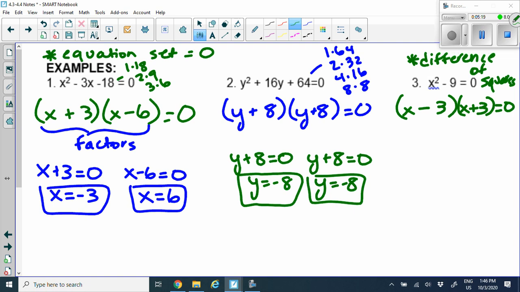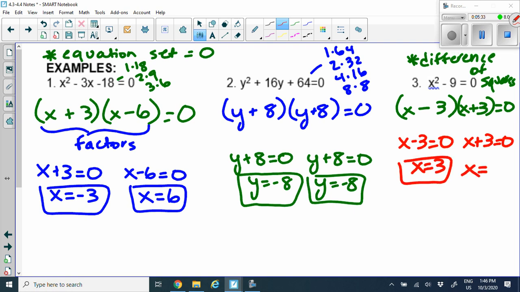So now I'm going to set each factor equal to 0. So remember, x minus 3 is a factor, and x plus 3 is a factor. And then I solve. So I move the 3 over, I get x equals 3. And for the other one, I move it, and I get negative 3. And so our two answers are 3 and negative 3. So those are our solutions, roots, and zeros.